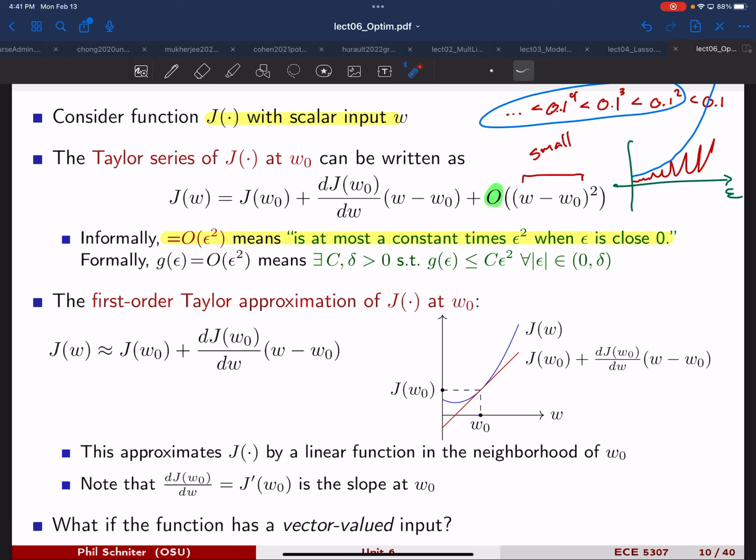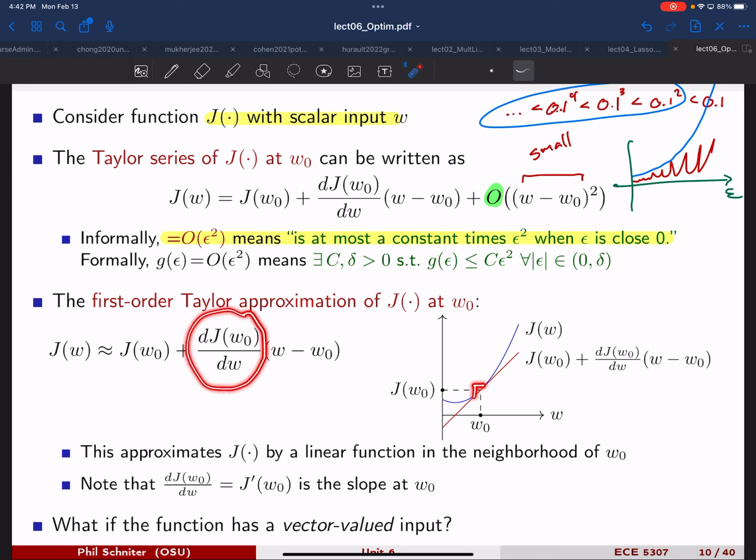The next step is to approximate this. We're changing the equals to an approximate equals by dropping the last term. So we're saying J is approximately equal to the constant plus the slope times the deviation, and that's it. Here's a picture. Maybe J is the blue curve, and W naught is my reference point. I'm trying to approximate J in the neighborhood of W naught, and I can do that pretty well by this red curve, which is linear. There's a slope right here.